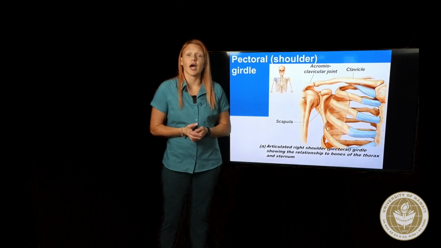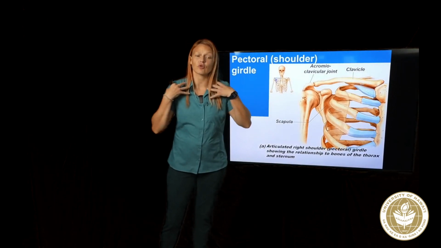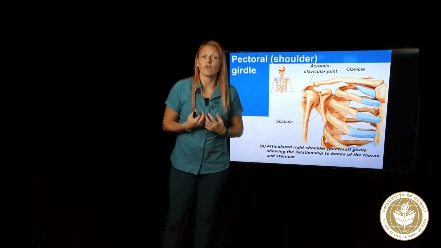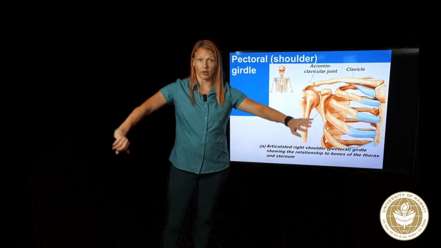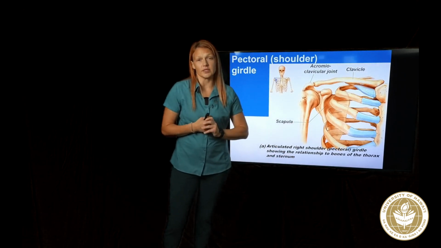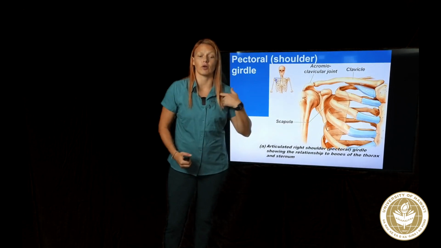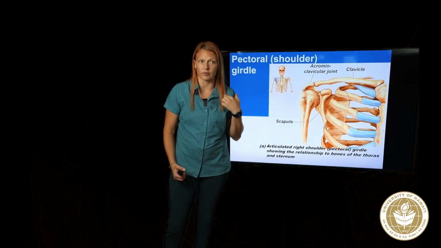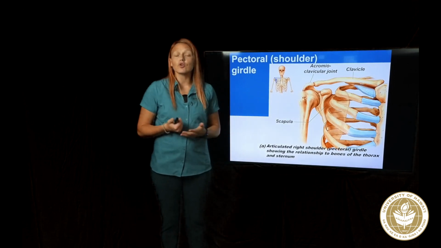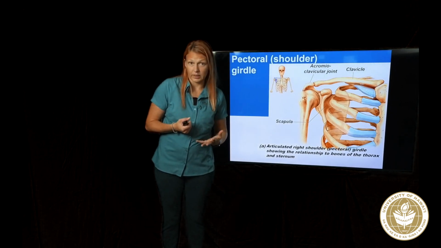First thing that we're going to talk about is the pectoral girdle, which generally we think of as our shoulders, right? It is the point of attachment for our upper limbs or our arms, right? And it's going to consist of two major bones that we're going to talk about: the scapula, or your shoulder blades, and your clavicle. And your clavicle is that collarbone that you can probably feel if you try to feel it.